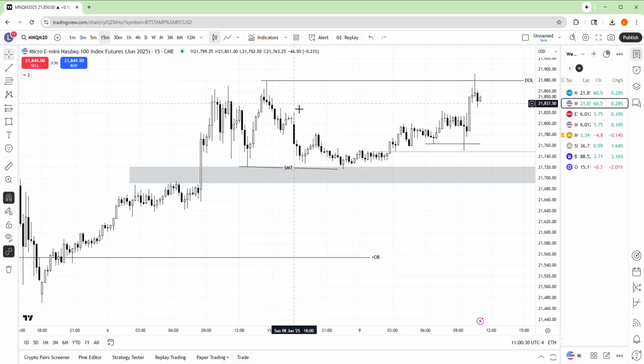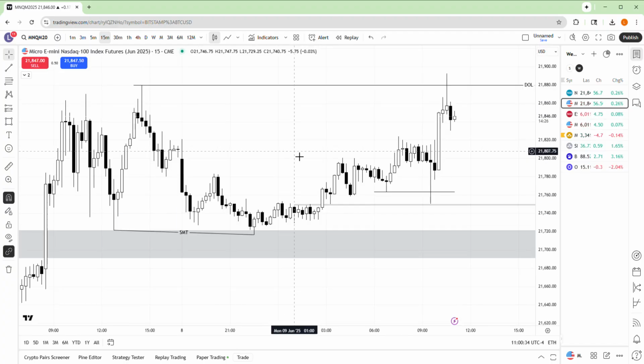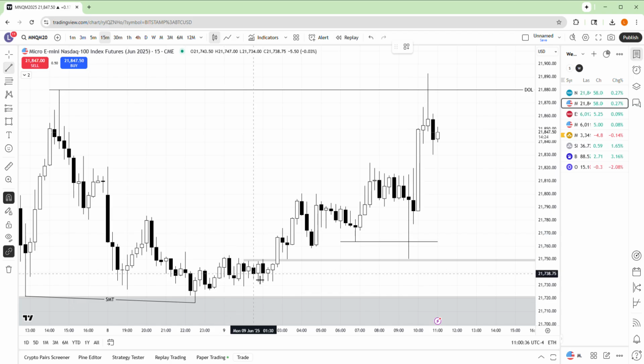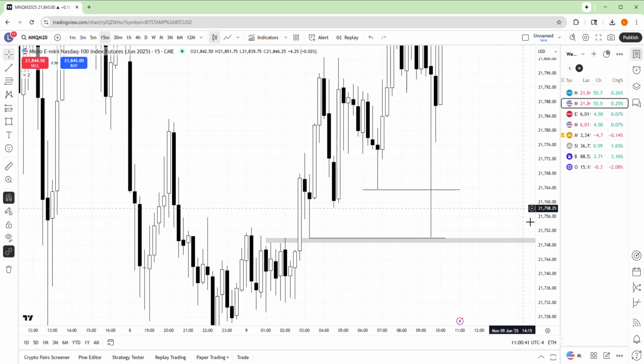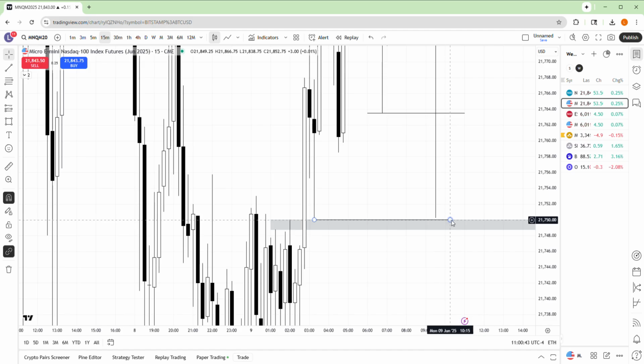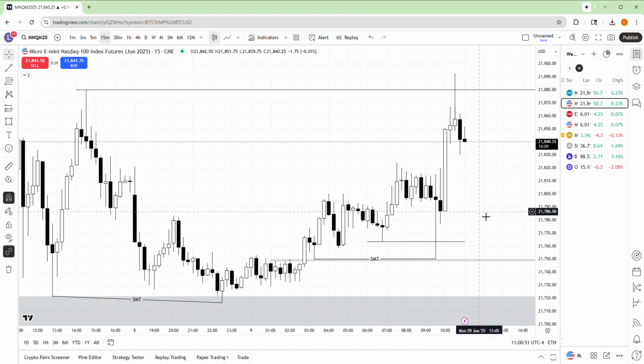Let's go down to the 15-minute. We actually have something pretty neat. This fair value gap doesn't get tapped, but it does on ES. So that creates an SMT at this low here. Where's SMT? There's SMT, which is pretty sweet.